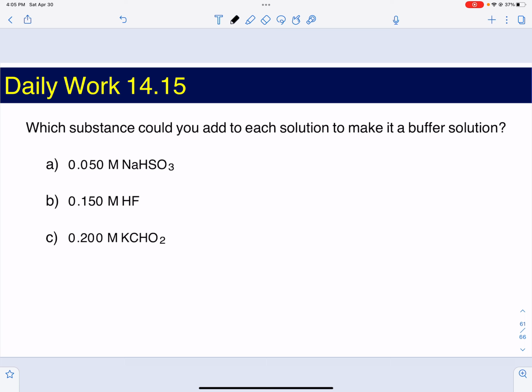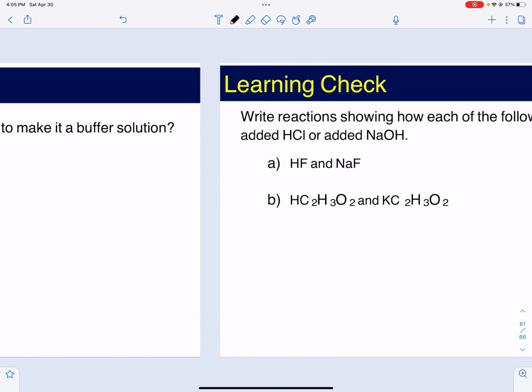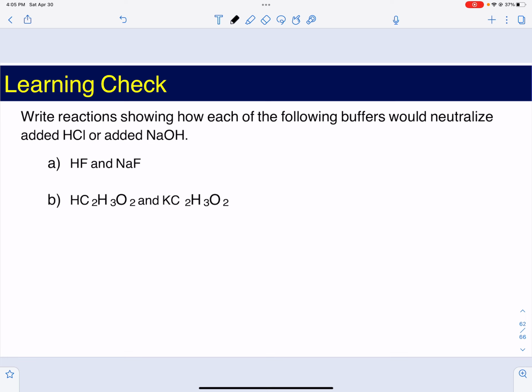Make sure you recognize what you have and what you need. Do you need the acid, or do you need the base, the conjugate? And once we do that, now we are ready to understand how a buffer works. Write reactions showing how each of the following buffers, a weak acid and its conjugate base, work. Notice I got rid of the metal right away.